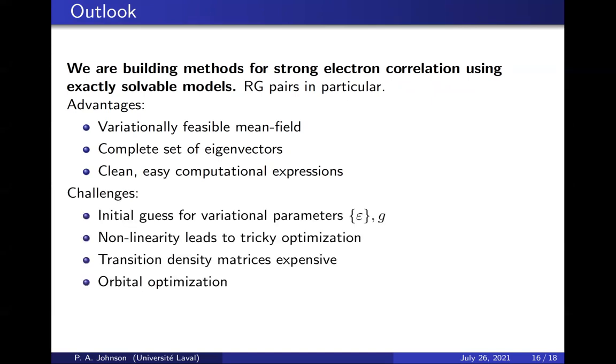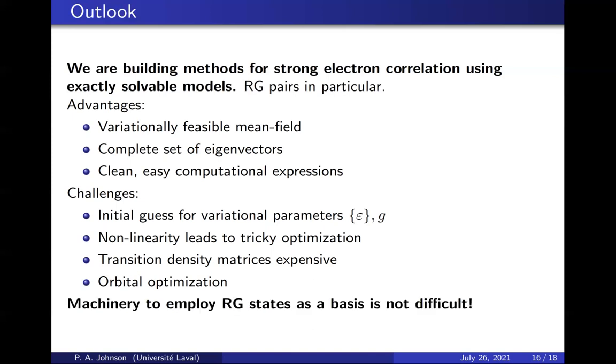We have some near-term challenges. How do we get initial guesses? We need to work on the optimization. The transition density matrices are a bit expensive, and we need to optimize the orbitals. These are all manageable problems that will be solved. And the takeaway message is that the machinery to use these states as a basis for quantum chemistry is not difficult. It is solved. The hard work has been done.